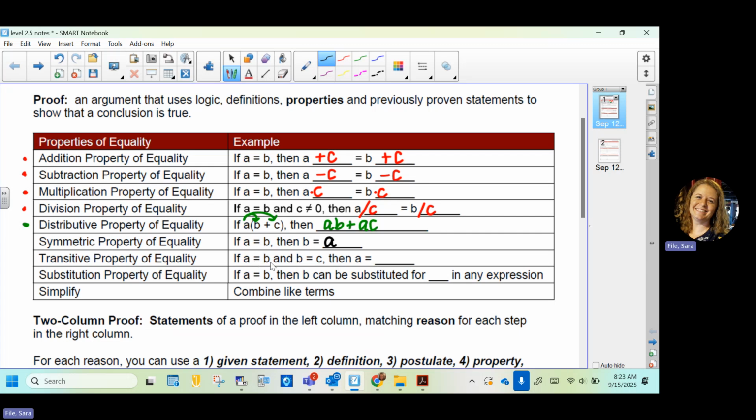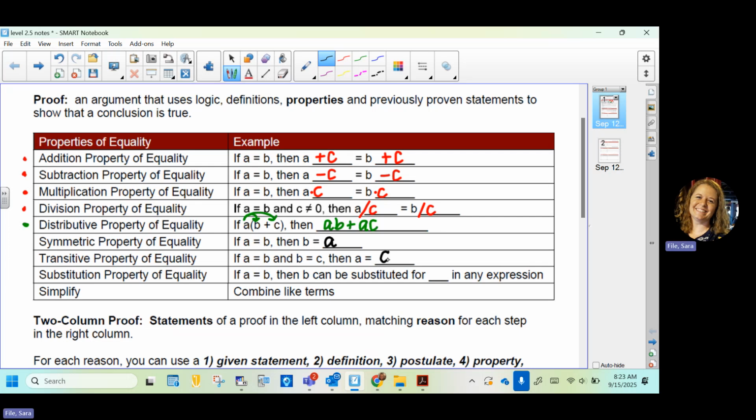Let's look at this. A is equal to B and B is equal to C. So B is equal to both A and C. So what do you think A must also be equal to? To C. Okay, most of you can just use logic to see it. Well, yeah, if B is equal to both, then they must be equal to each other, right? That's called the transitive property.